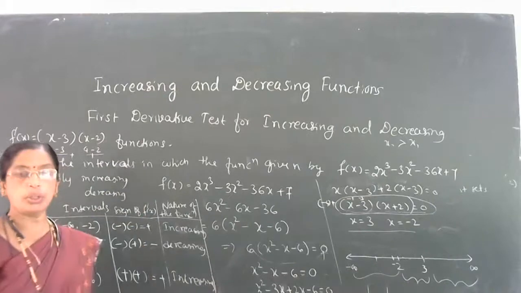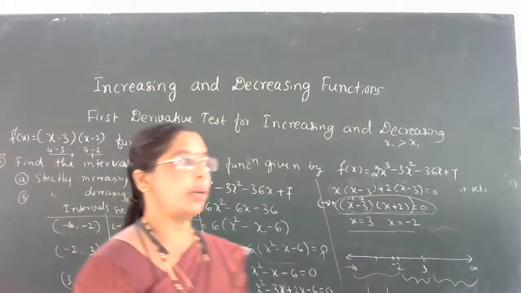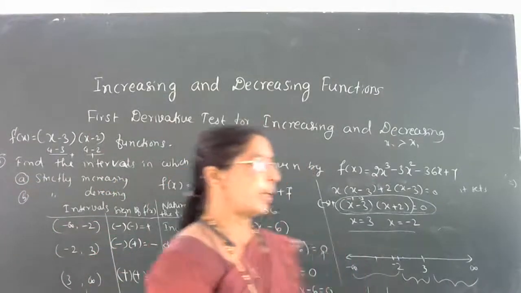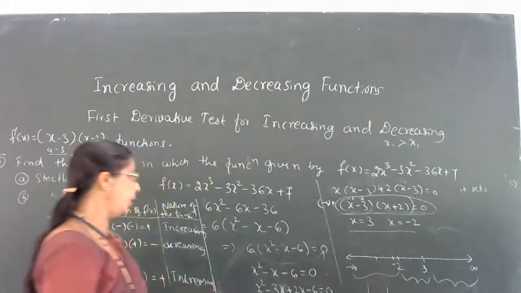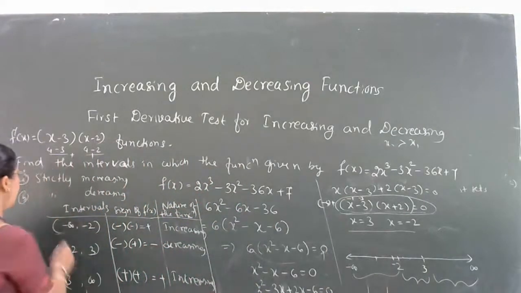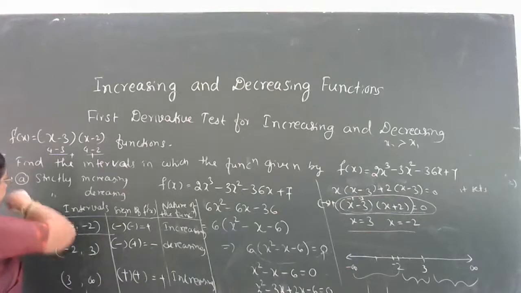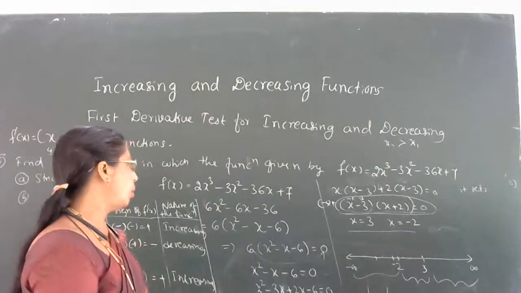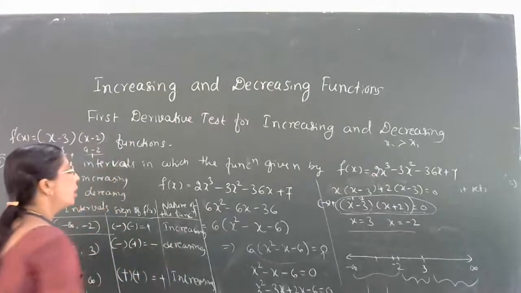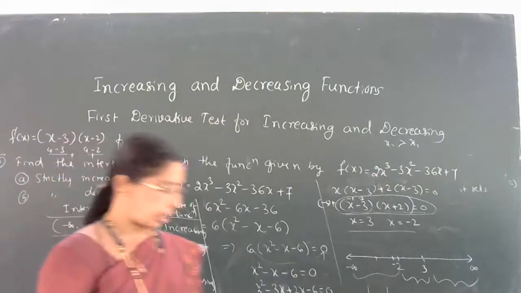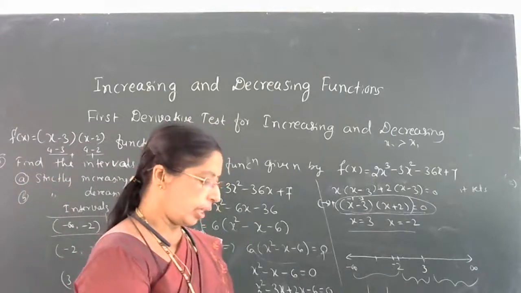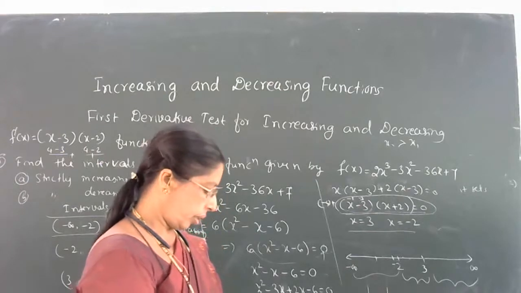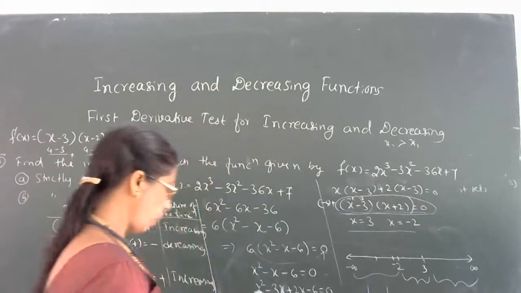Like this, you check whether the function is increasing or decreasing on an interval by solving like this. If f dash x is positive or negative, only then can we conclude the nature of the function, increasing or decreasing. Next, I will take one more problem.